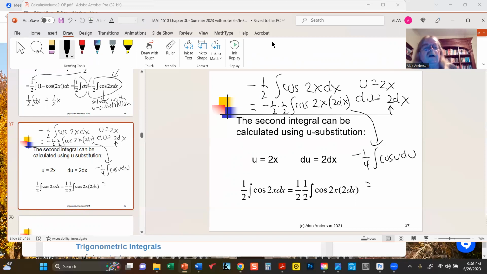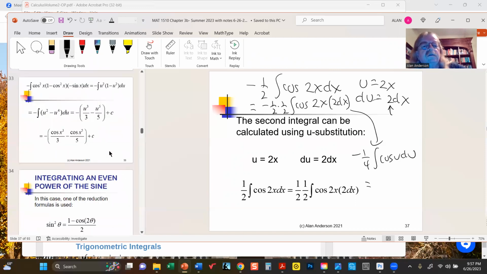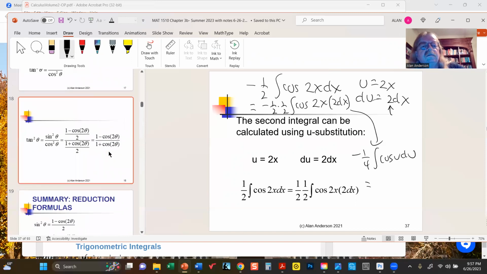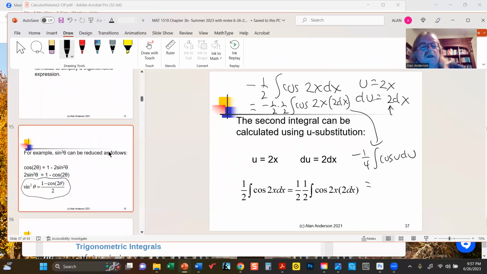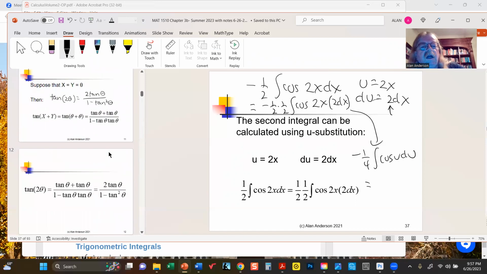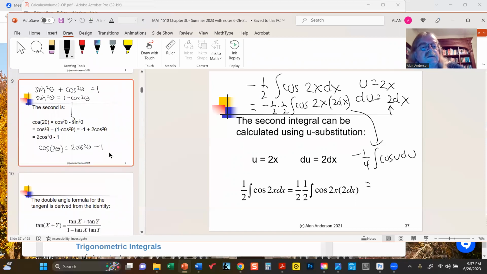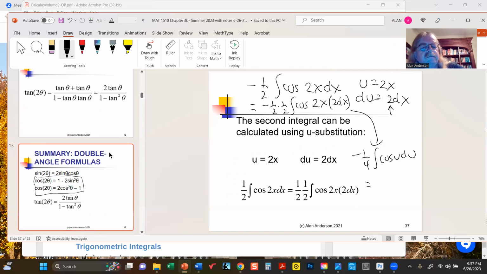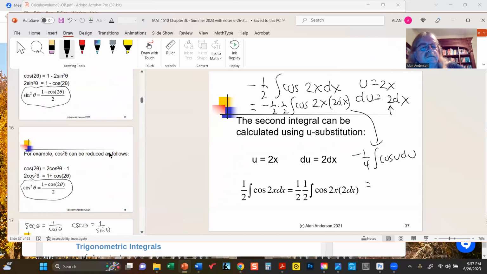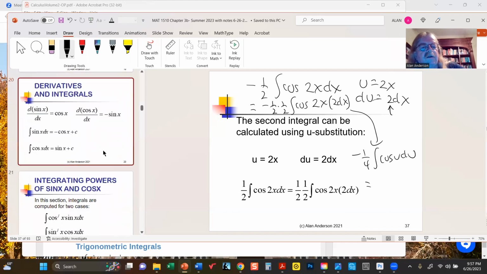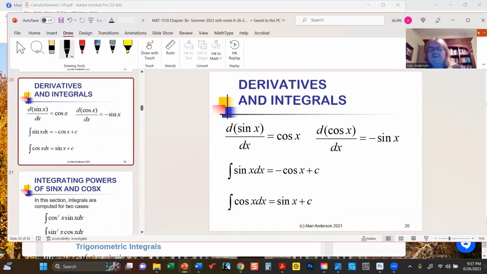Now, earlier on, we saw a chart with trig integrals, just two of them. There it is. The integral of the cosine. Now, what I didn't show here is I could have also included this.